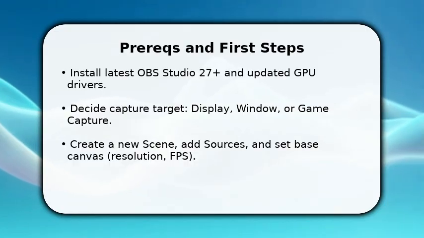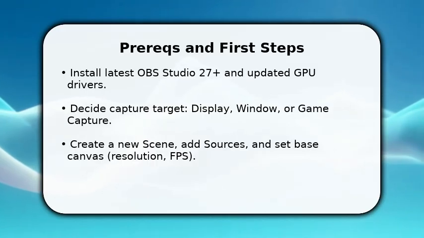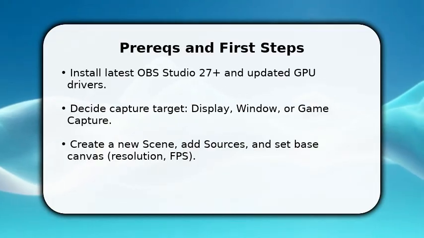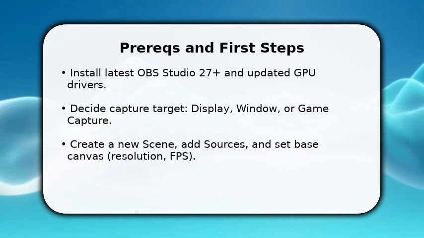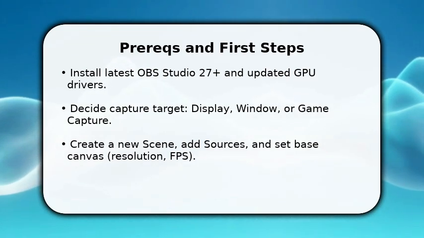Make sure your base, canvas, resolution, and FPS match your intended output. This prevents scaling artifacts later. Also set a meaningful scene name so you can switch quickly. These first steps get you recording ready and avoid common mismatches between capture and output.